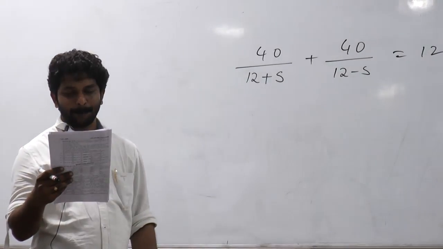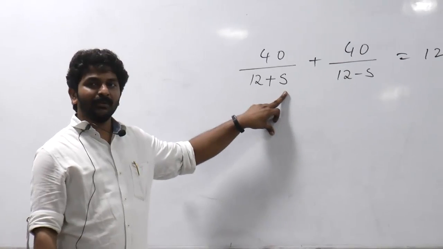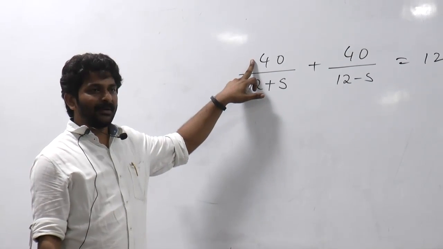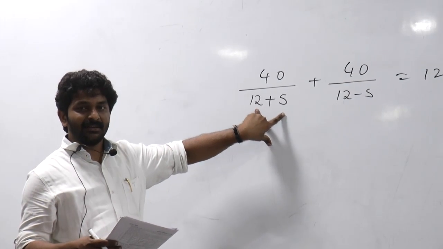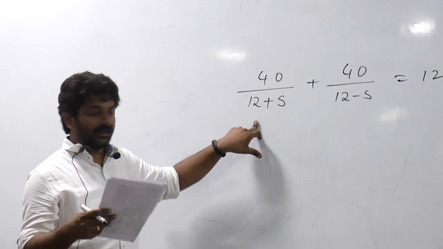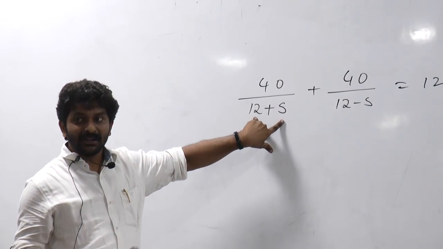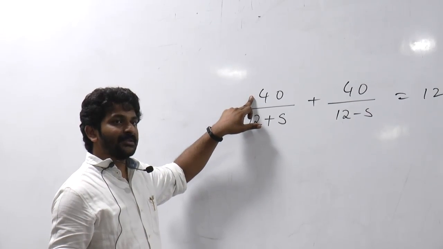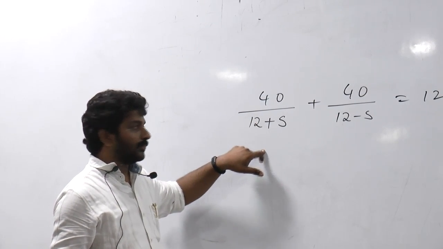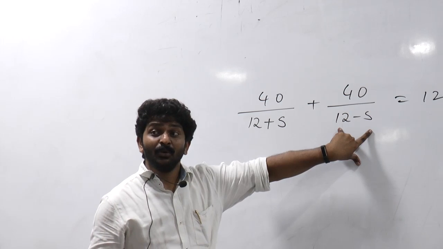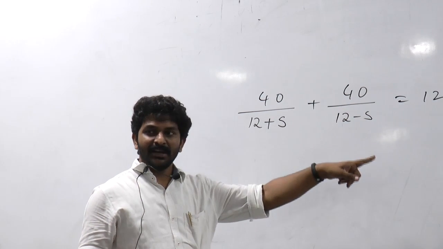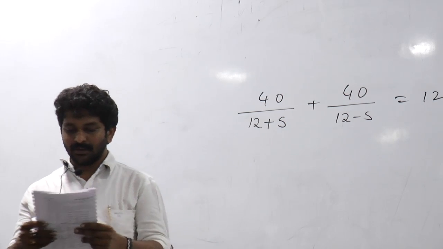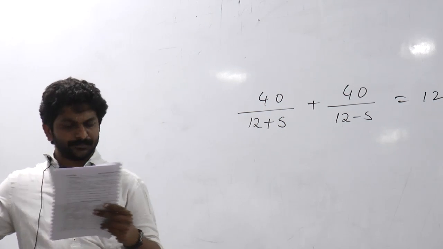What is first option? 12 plus 4. Is this 16 multiple? Next option. 12 plus 6, 18. No. Next option. 8. 20. How much? 2. 12 minus 8. 4. 40 by 4. 10. 10 plus 2. Satisfied? S is equal to 8 km per hour.